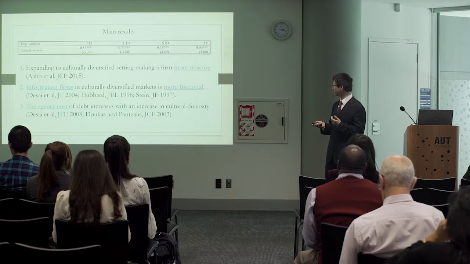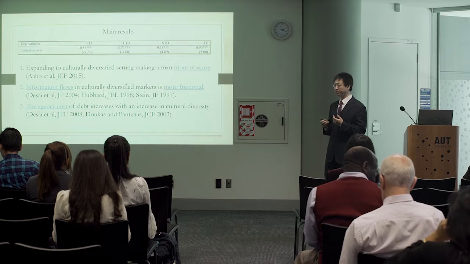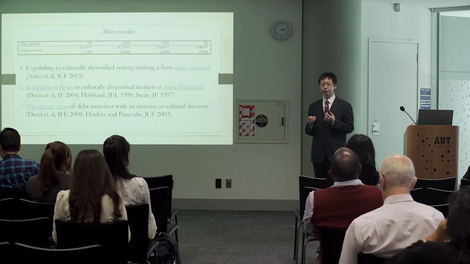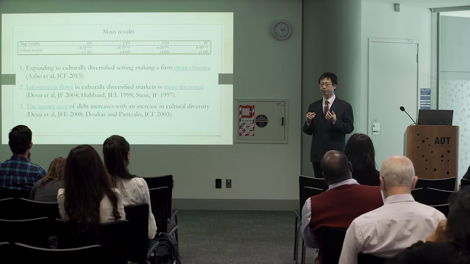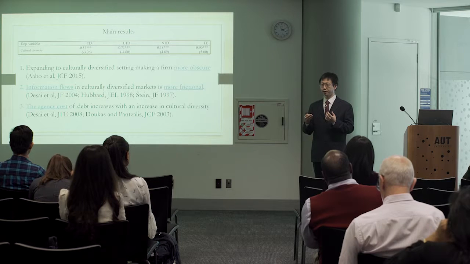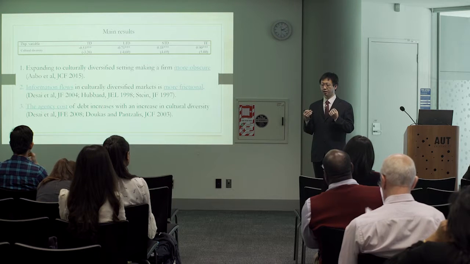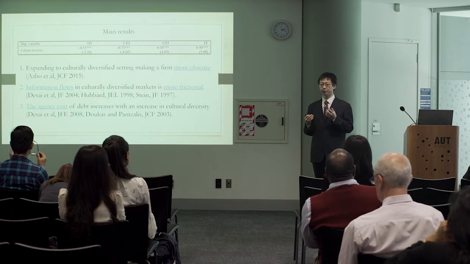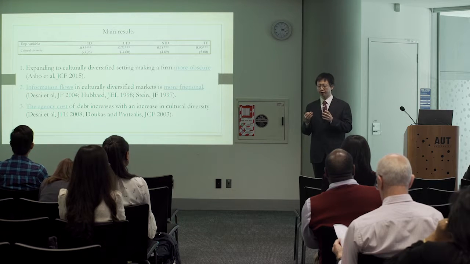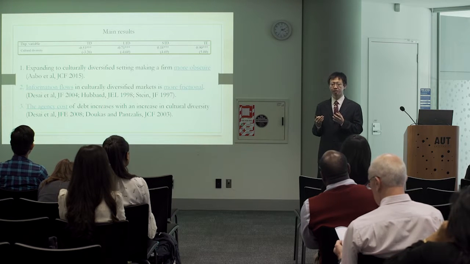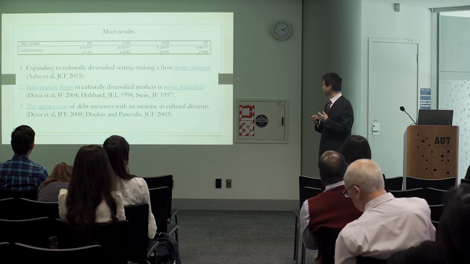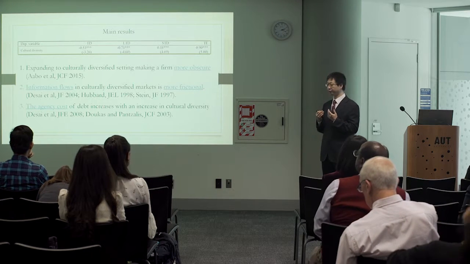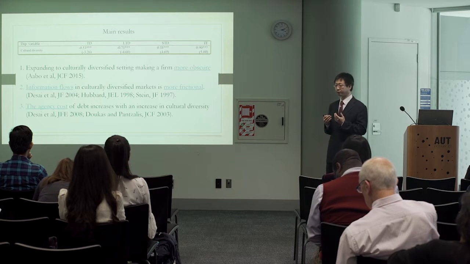And the second one is information asymmetry. Previous studies suggest that in different cultures, the information flow is different. So if the firm has subsidiaries in different cultures, there are several different information flows in different manners or ways. In this case, it can also affect the financial decision of the firm.